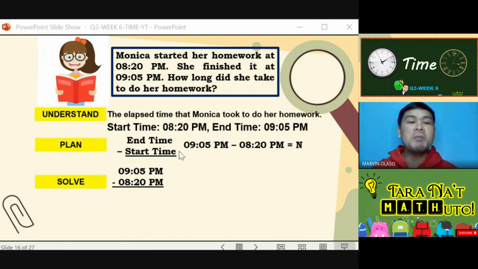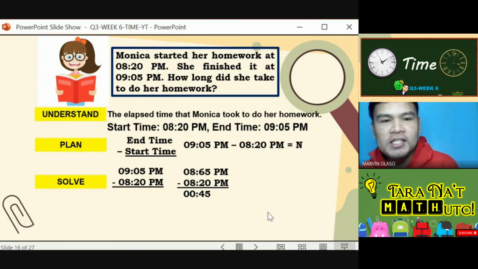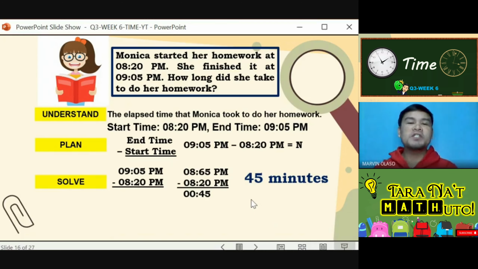Yes, hindi pwede na naman, mababa na naman yung minutes. So, we will regroup the minutes by getting 1 hour from 9 o'clock, convert to minutes, so 60 plus 5. So, we have now 8:65 p.m. minus 8:20 p.m. So, it is equal to 45 minutes. So, it means we have the elapsed time of 45 minutes.